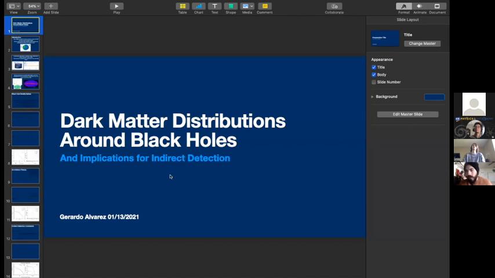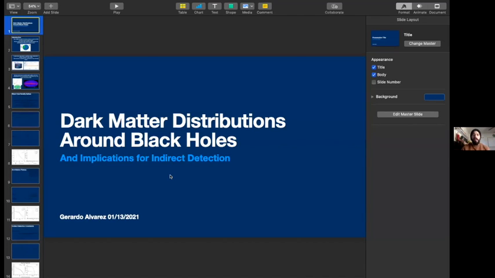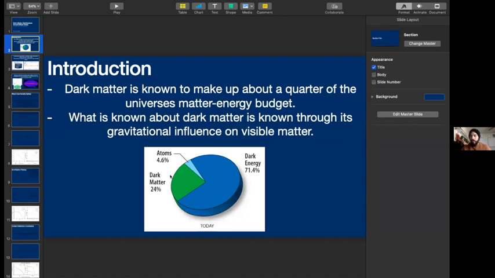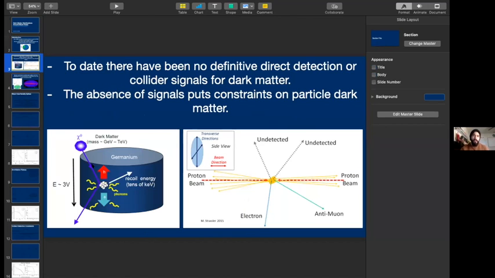Okay, so today I want to talk about dark matter distributions around black holes and the implications for indirect detection. I'm sure everybody's seen this type of pie chart. I'm going to be focusing on the dark matter portion of the pie chart. And there are different ways that we go about trying to detect dark matter.